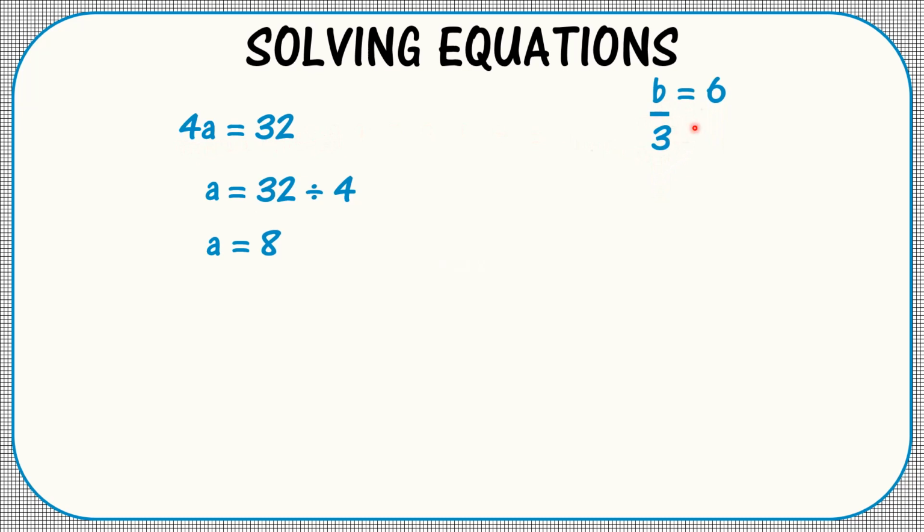b divided by 3 is equal to 6. So what you need to know is that this horizontal line indicates a division sign. What we are trying to get rid of is this 3. So the opposite of dividing by 3 would be timesing by 3.